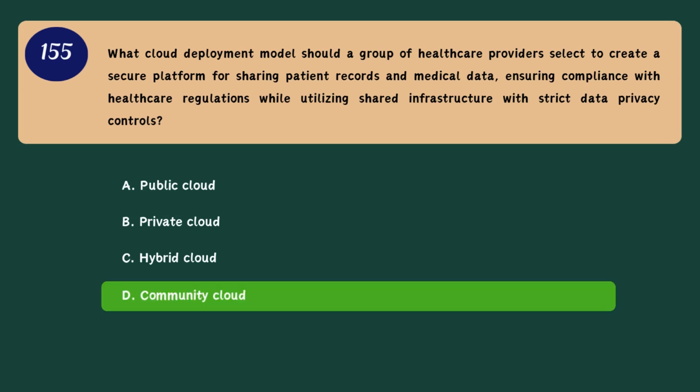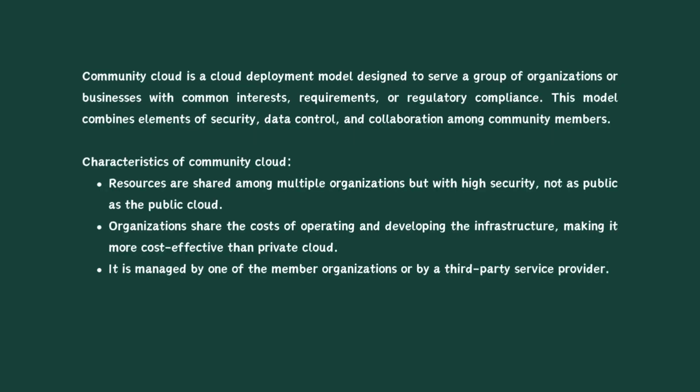Correct answer. D. Community cloud. Community cloud is a cloud deployment model designed to serve a group of organizations or businesses with common interests, requirements, or regulatory compliance. This model combines elements of security, data control, and collaboration among community members.